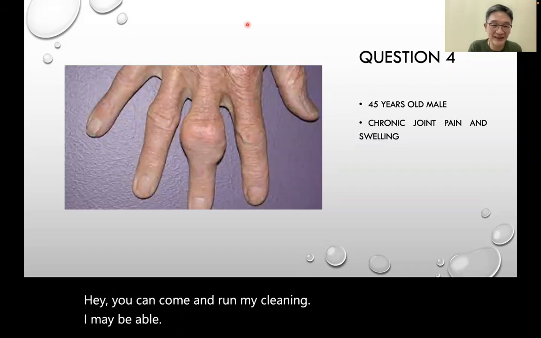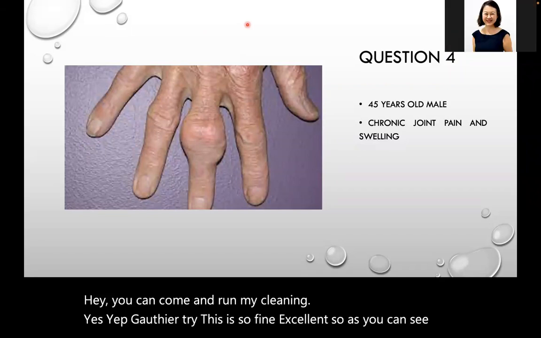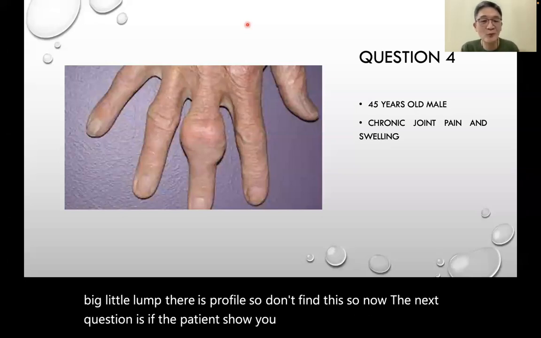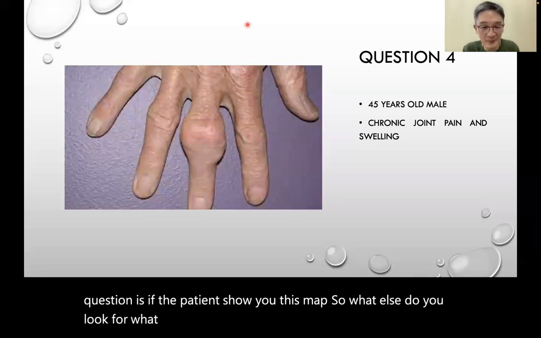Yeah. Gouty arthritis is tophi. Yes, excellent. So as you can see, the big little lump there is tophi. So tophi, gouty arthritis. So now the next question is: if the patient shows you this hand, what else will you look for? What else will you do in terms of examination?